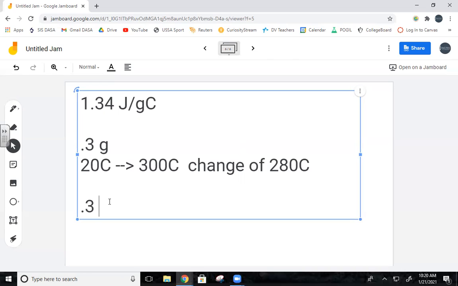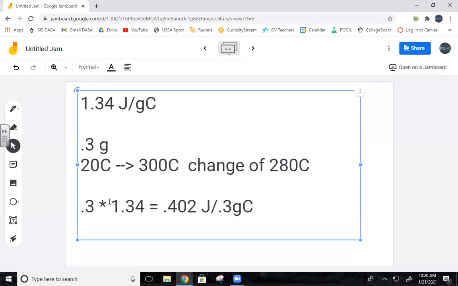We don't have to divide by 0.3. We actually just multiply our numbers together again. So if we multiply that by 1.34, then that gives us 0.402 joules per 0.3 grams Celsius, right? And how much do we want to increase the temperature by?